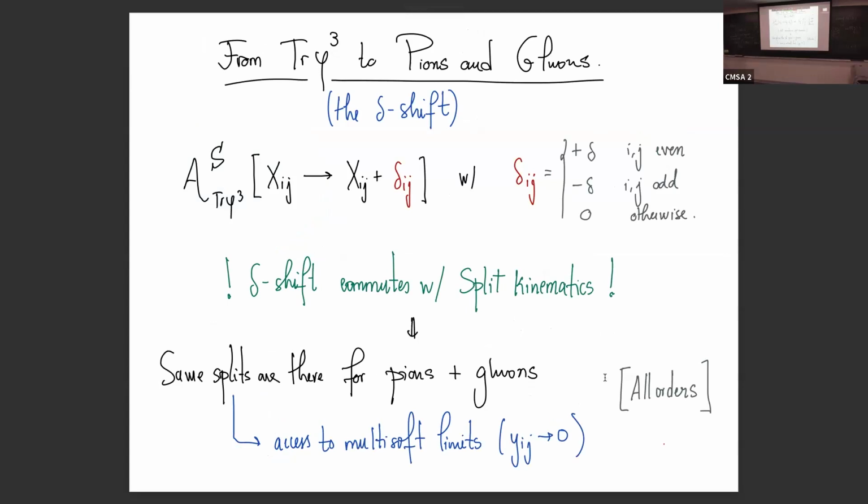So recently, we've seen that from the surface integral formalism, the curve integral formalism, we can really connect quite different theories. So we can access pions and gluons from trace phi cubed amplitudes by a very simple kinematic deformation. I just started with the surface integral for trace phi cubed amplitudes, and I shift the kinematic invariants Xij plus this delta ij, where delta ij is plus delta if both i and j are even, minus delta if they're odd, 0 otherwise.